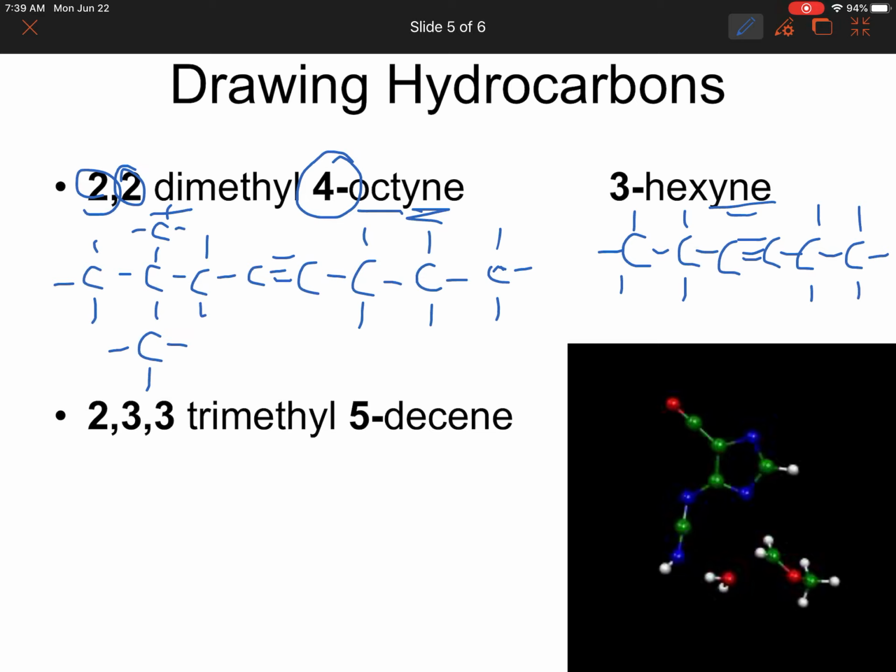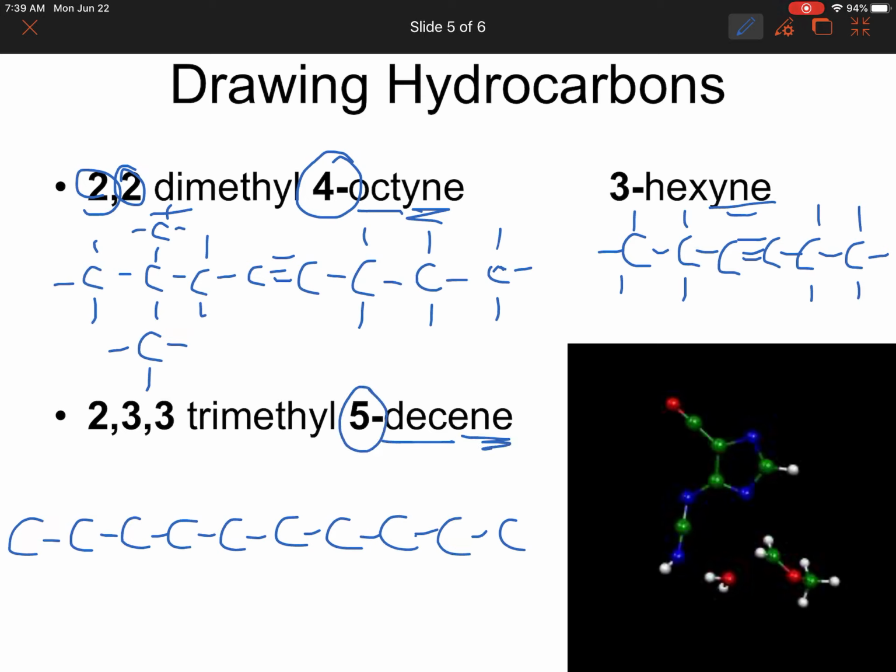2,3,3-trimethyl-5-decene. Okay, dec. Always start from the right. Dec is 10 carbons. 1, 2, 3, 4, 5, 6, 7, 8, 9, 10. Okay. Ene means there's a double bond at the number 5 carbon. 1, 2, 3, 4, 5. Number 5, there's a double bond right there. Good.